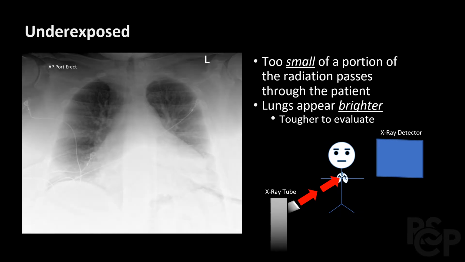On the other hand, in an underexposed image, too small of a portion of the radiation passes through the patient. Lungs appear brighter in this case, and yet are still tougher to evaluate. In this diagram now representing how an underexposed image may be obtained, radiation passes through the patient, but a relatively small amount of it reaches the detector.